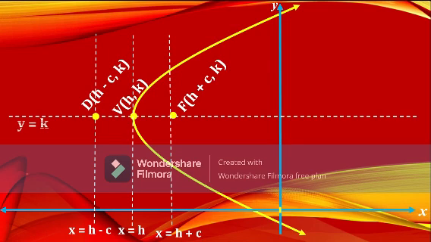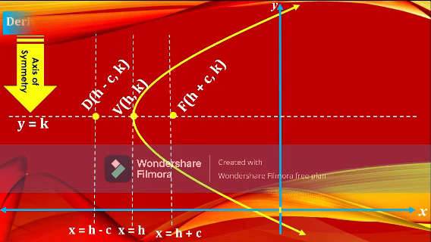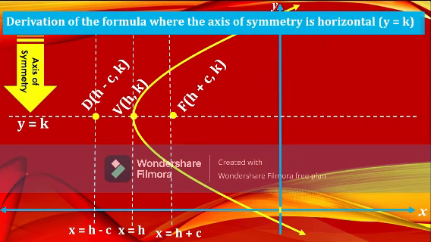Then, we have the axis of symmetry. The axis of symmetry is horizontal this time. That is y is equal to k. Okay, so that's the axis of symmetry. Now, let's proceed to the derivation of the formula where the axis of symmetry is horizontal, y is equal to k.